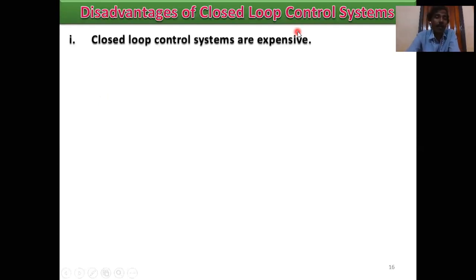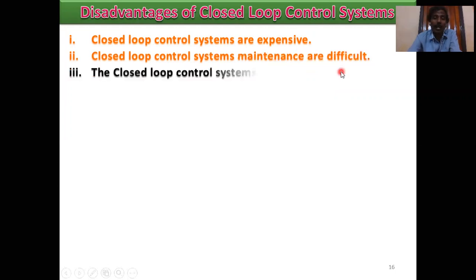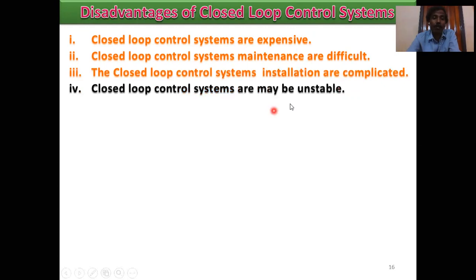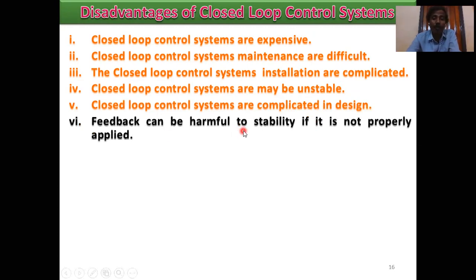So what are the disadvantages of closed loop control systems? First, closed loop control systems are expensive. Maintenance is difficult. Installation is complicated. They may be unstable. They are complicated in design. Feedback can be harmful to stability if it is not properly applied.